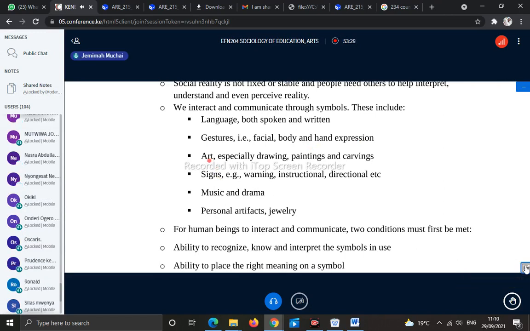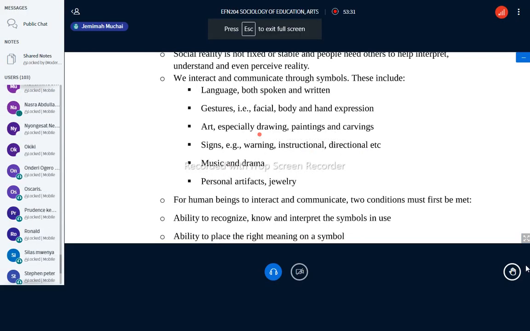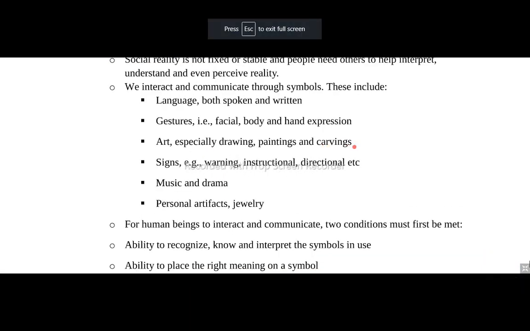Art is another symbol, especially drawing, paintings, and carvings. You usually see some paintings and you ask, what is the meaning? Some of us cannot understand. Then there will come a person who will say, this drawing is very beautiful. It has good meaning. But when you look at it, you fail to understand what this is. So we communicate through symbols, and not everyone will interpret it the same. We have different interpretation.